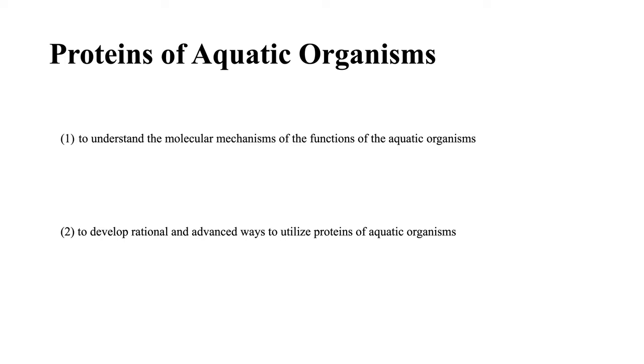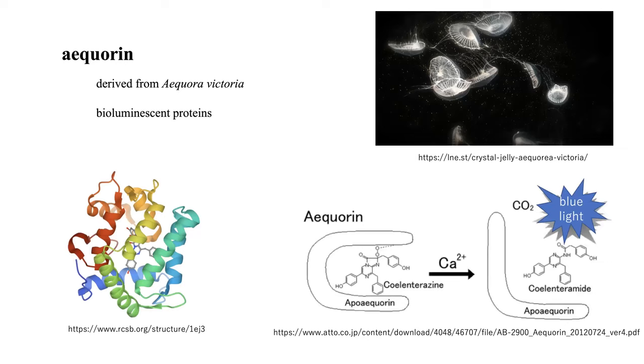Okay, so at first, I'll show an example of a protein which is widely used for biological studies. The protein is aequorin. Aequorin is derived from a jellyfish. I think you can see there. Okay, so this is a jellyfish, Aequorea victoria. The aequorin is obtained from this jellyfish, and it is involved in bioluminescence. So this is a three-dimensional structure of aequorin.